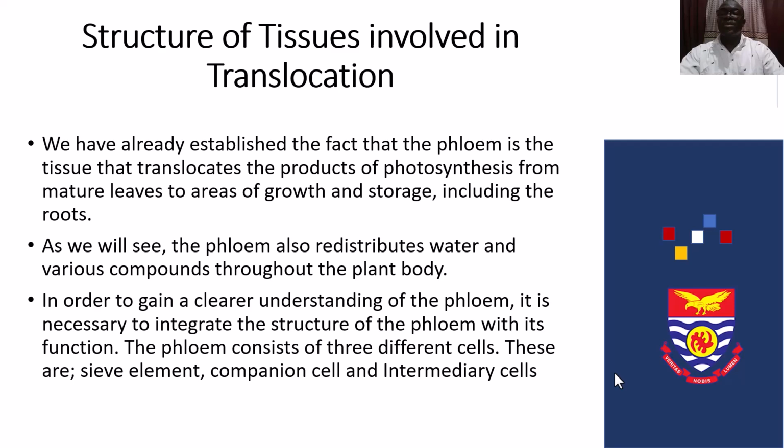We have already established the fact that the phloem is the tissue that translocates the products of photosynthesis from mature leaves to areas of growth and storage, including the roots. As we will see, the phloem also redistributes water and various compounds throughout the plant body. In order to gain a clearer understanding of the phloem, it is necessary to integrate the structure of the phloem with its function. The phloem consists of three different cells.